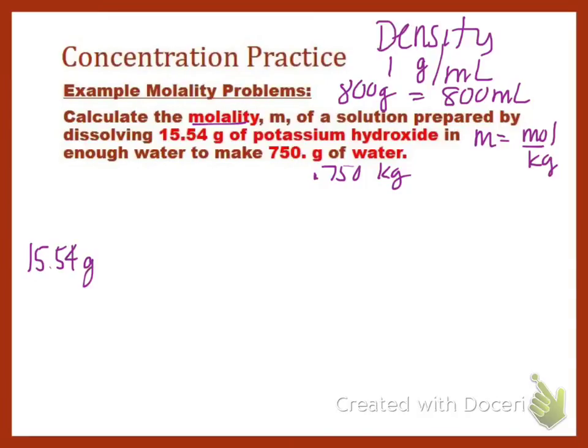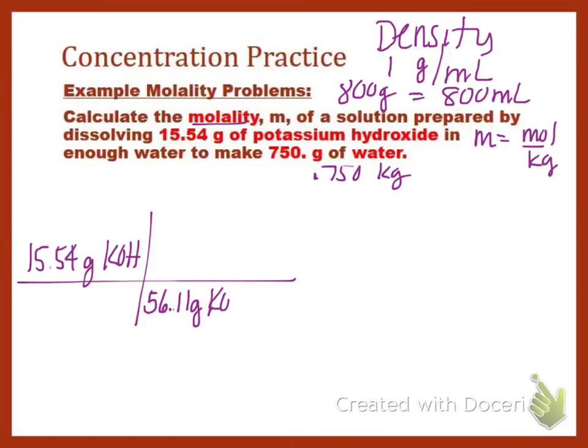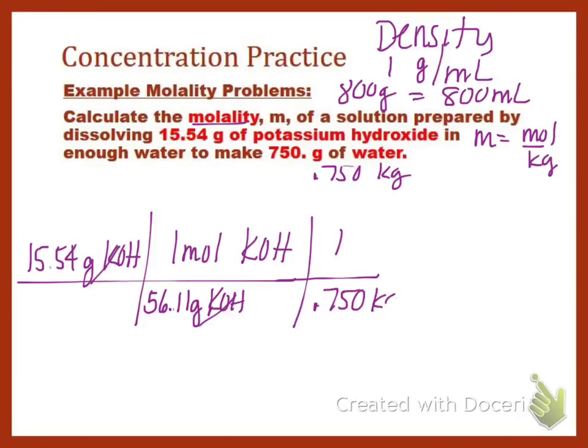So 15.54 grams of potassium hydroxide. I got to get rid of grams, so the molar mass is 56.11. So now I'm in moles, and now I can simply divide by my kilograms, because then I would have moles and kilograms over each other, which is what I need. And it comes out to 0.369 molal, is how you say it. It's a molal solution.